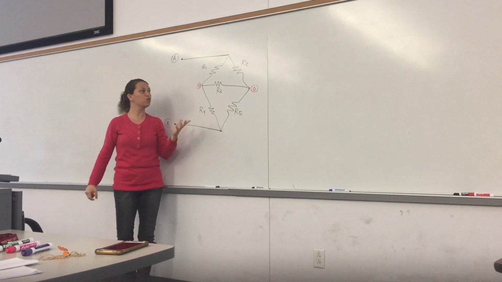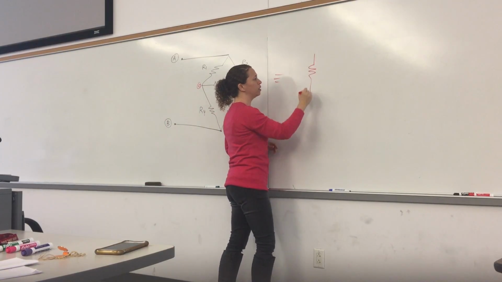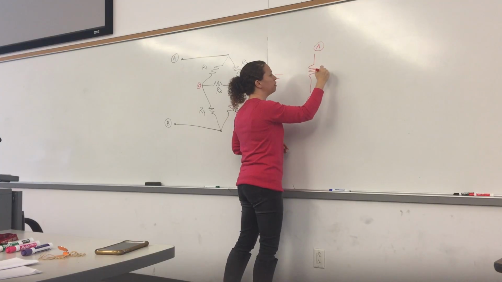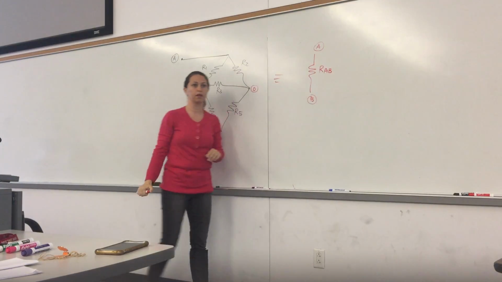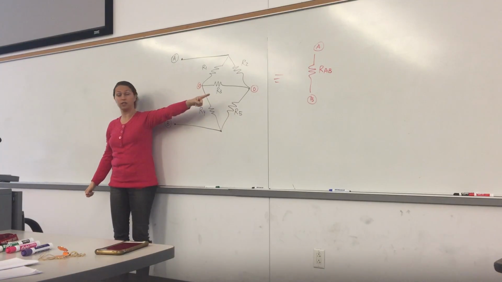resistors, and you don't know how to reduce this because what you want is, you want that, right? A, B, and you want R_AB. Okay? That's what you want to find. Now, how to go from this to that? That's what we are trying to solve.